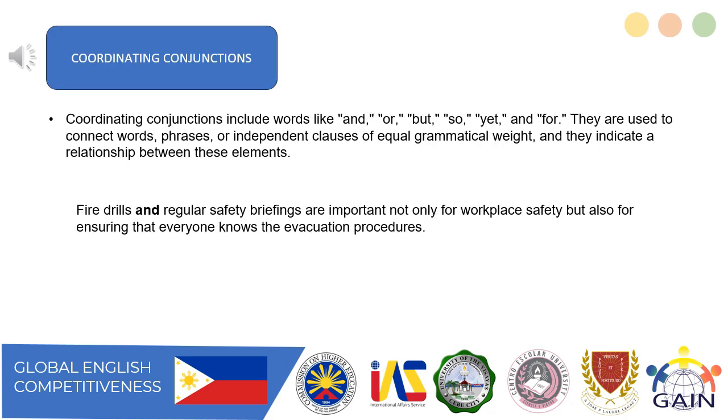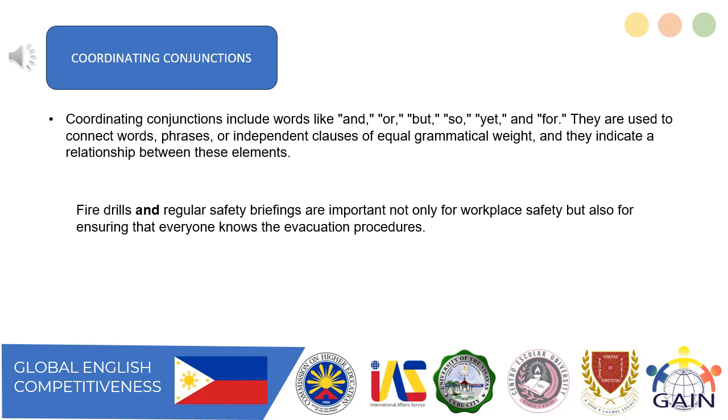Let us begin the discussion by defining what coordinating conjunctions are. Remember, these conjunctions include words such as and, or, but, so, yet, and for, commonly known as the acronym FANBOYS. They are used to connect words, phrases, or independent clauses of equal grammatical weight, and they indicate a relationship between these elements. Let us see the sample sentence.